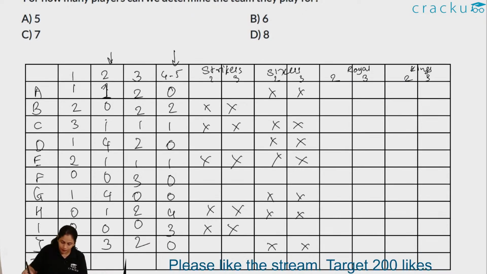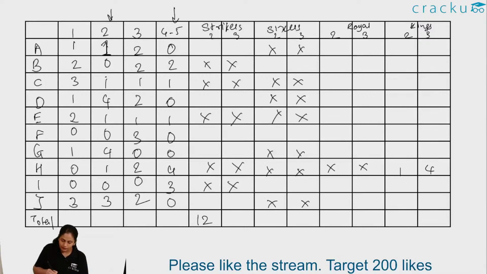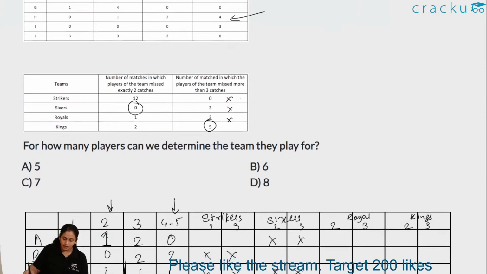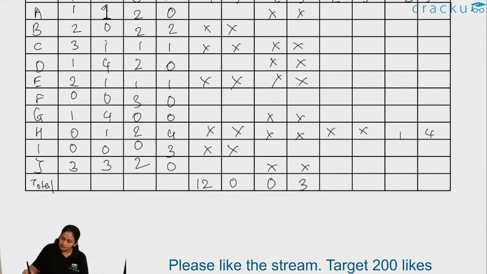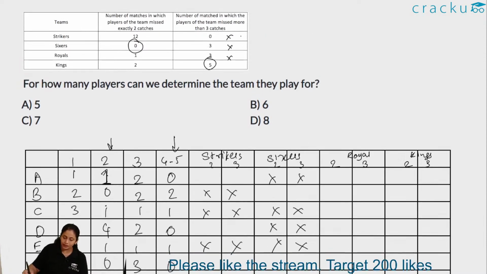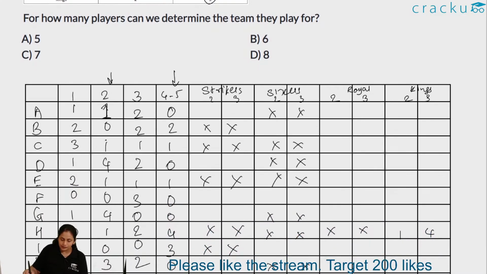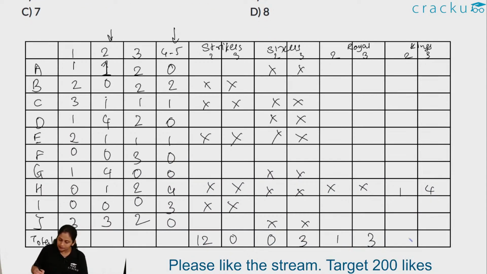So that person's score, that is 1 and 4, I'll write over here. If he is definitely part of the Kings, then I can mark off all the other things that he is definitely not a part of. Now if 1 and 4 is over here, I know the column totals are 12 and 0. This is 0 and 3. This is the number of 2 catches and 3 or more catches, and this is 0 and 3. This is 1 and 3, and this is 2 and 5.